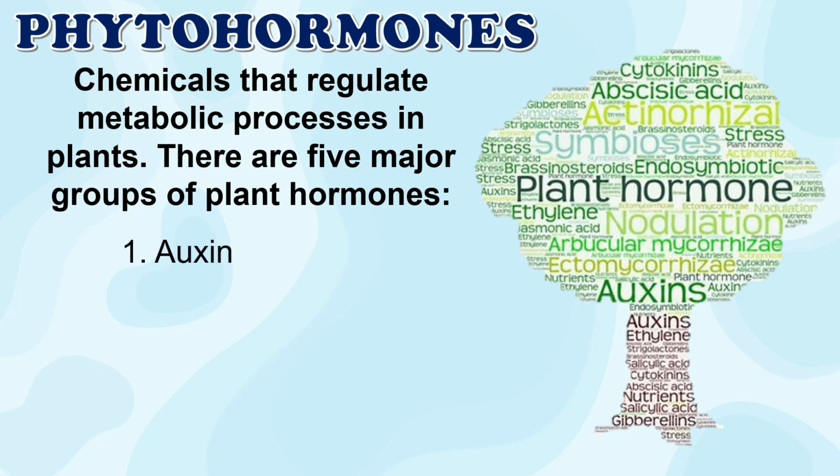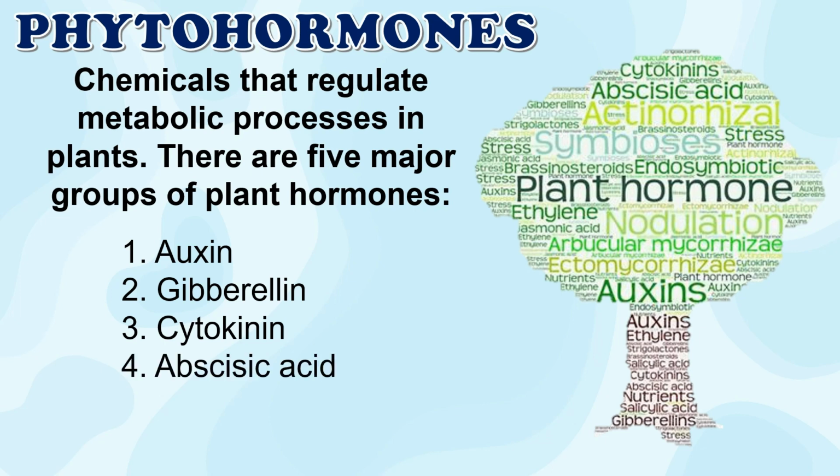So, first is the auxin. Later on, we will talk more about these different five major groups. We will just list them first. Second, gibberellin. Third, cytokinin. Fourth, abscisic acid. And fifth, ethylene.